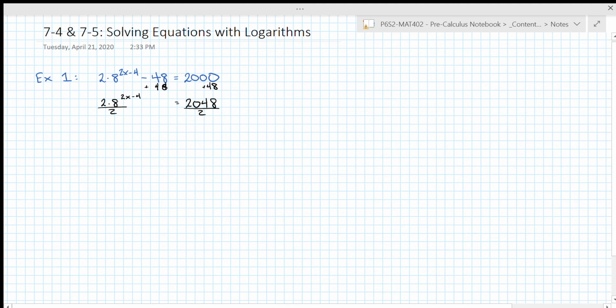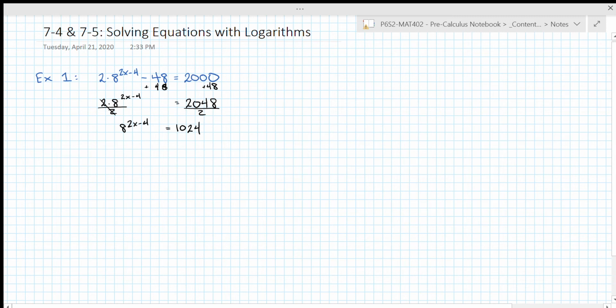And so that's going to cancel here, and I'll be left with 8 to the power of 2x minus 4 is equal to 1024. All right. So now I've run out of algebraic things to do from Algebra 1 and Algebra 2. Now is where I would have to use this property of logarithms. I have this thing that I'm trying to find, the x value up in the exponent. So there are 2 different ways that I can get it out. I'm going to do both of them.